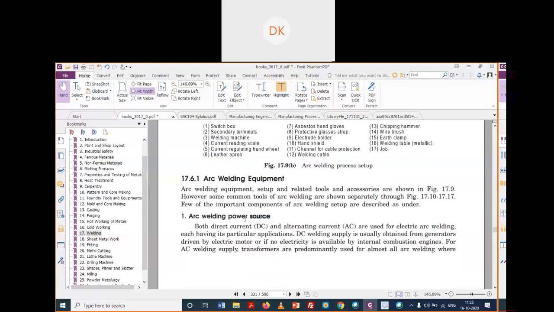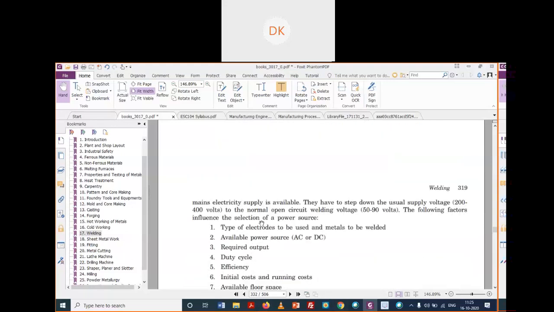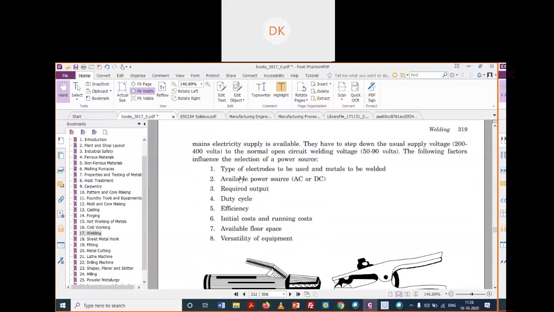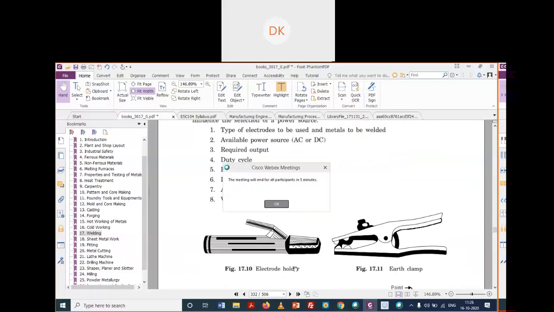So there you need some power source. The available power source is either AC or DC. So there are types of electrodes you can use.